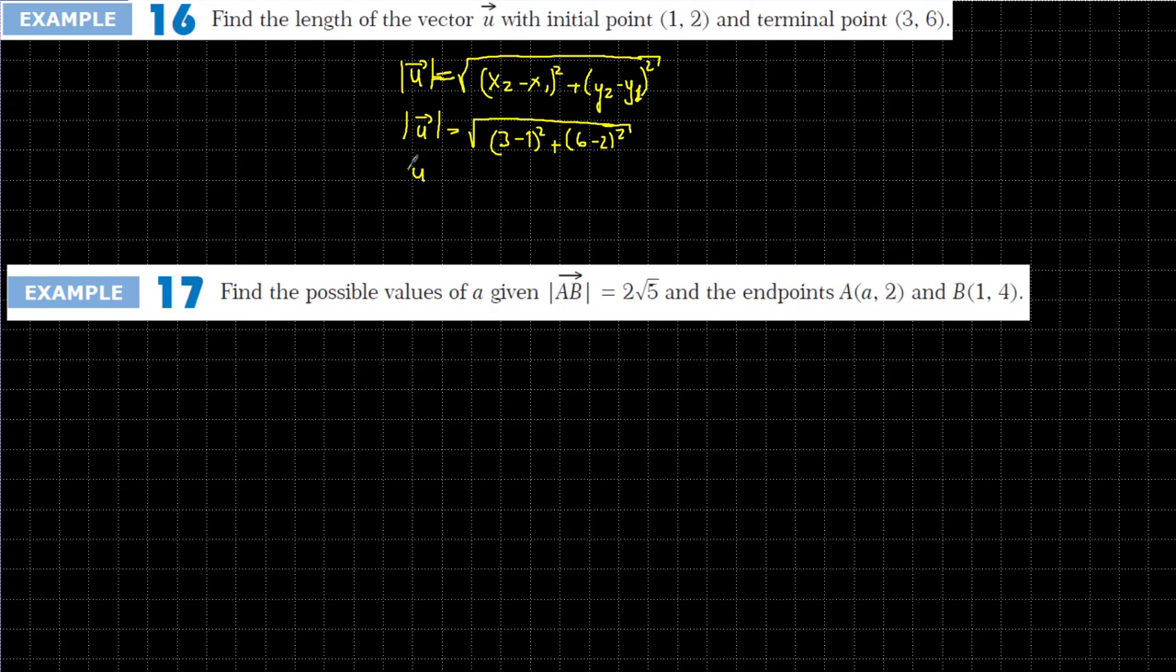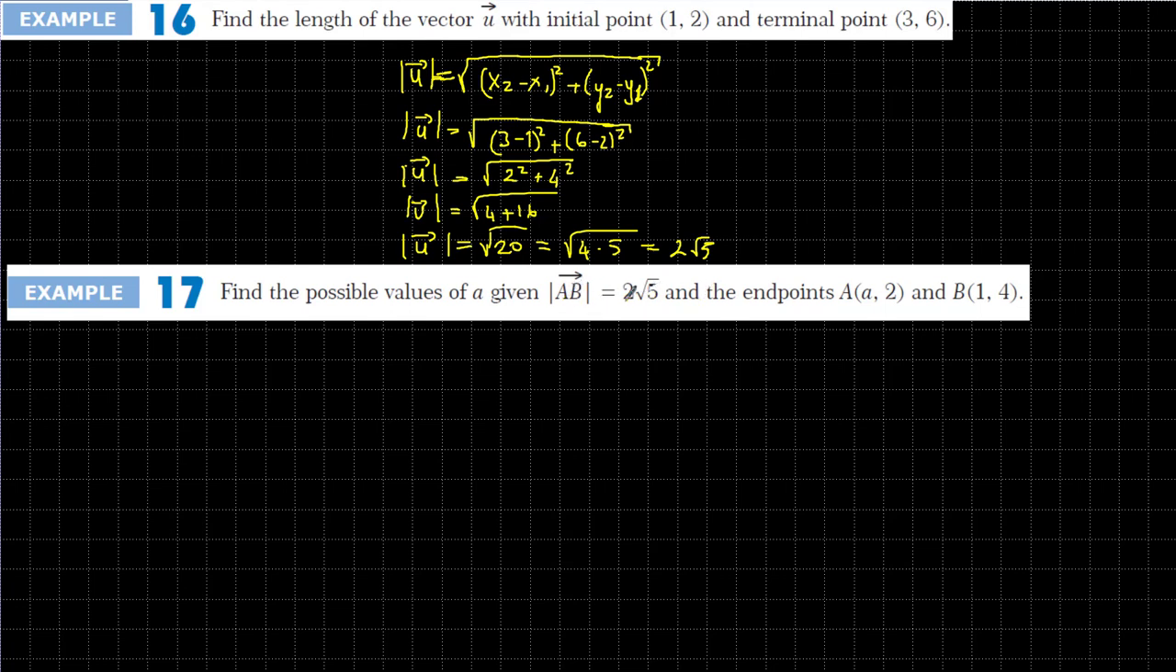which is equal to the square root of 2 squared plus 4 squared, which is equal to the square root of 4 plus 16. That's equal to the square root of 20, which is equal to the square root of 4 times 5. That's equal to 2 root 5. Okay, so we found the length of the vector, and I'm looking for another solution here.